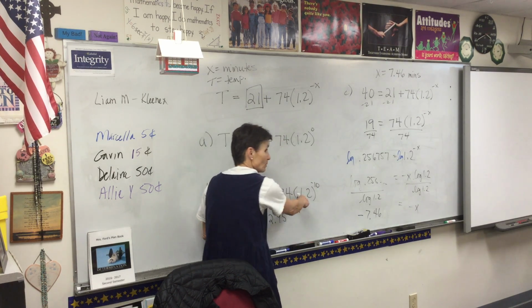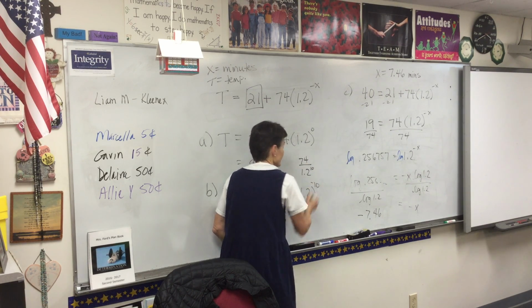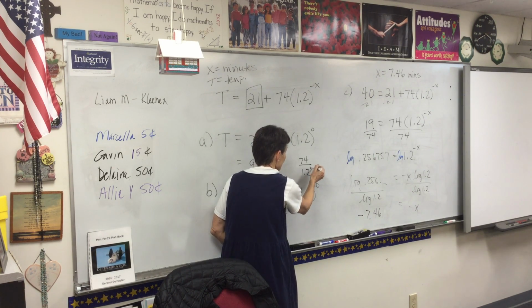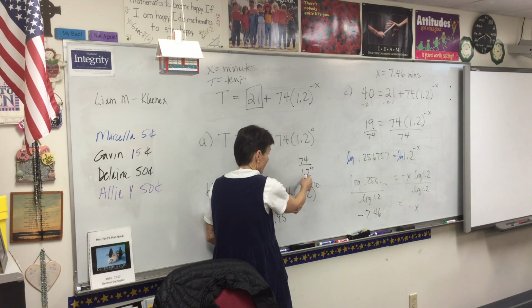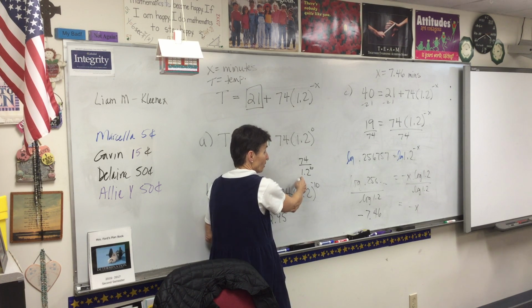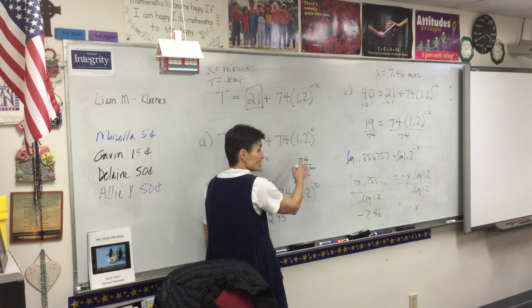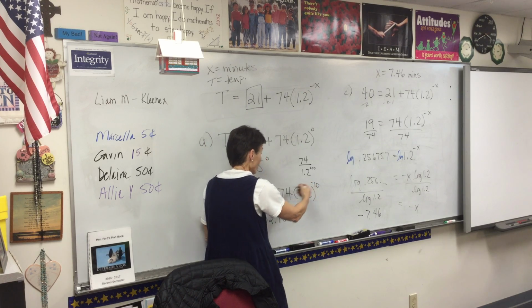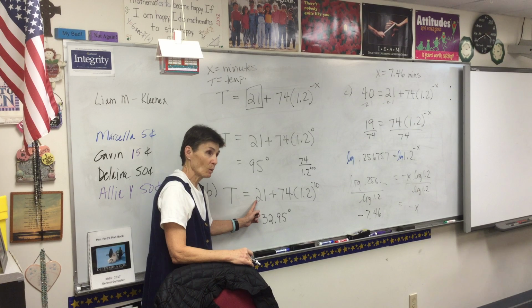Remember what a negative exponent means? This is 74 divided by 1.2 to the 10th. If I waited 20 minutes and made that a 20th, this is a big number. 74 divided by that is just going to get smaller and smaller and smaller. You make this a 200, smaller and smaller and smaller. Well, this is getting smaller, but I'm always having to add it to 21.